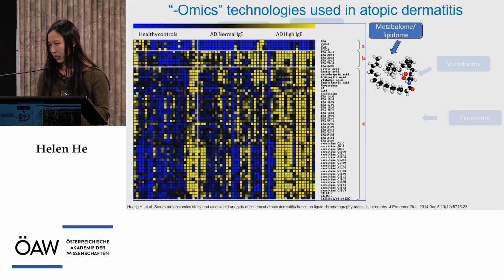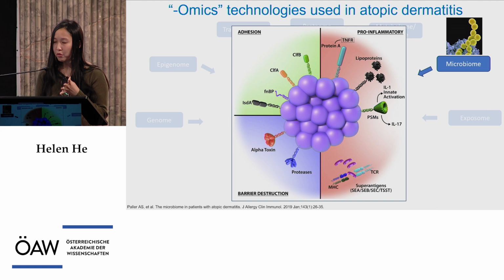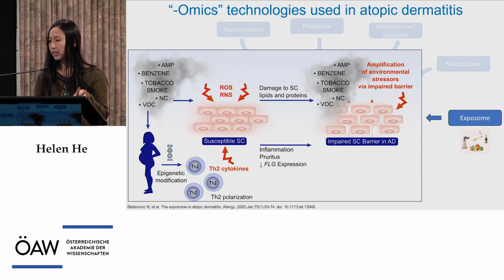Metabolomics and lipidomics constitute another omics level. Again, just highlighting an example where omics technology can be applied to understand AD endotypes, the authors saw that AD patients with increased IgE had higher expression of various metabolites: free fatty acids, carnitines, tryptophan, lactic acid, and more. The microbiome, we just heard a great talk about that, so I'll be very brief here, but the shift towards Staph aureus at the expense of diversity and beneficial commensals contributes to the barrier destruction and the pro-inflammatory response, likely in a very multifactorial way. Finally, the exposome should also be acknowledged, where environmental factors, including pollution and diet, both cumulatively throughout one's lifetime as well as prenatally, also contribute to the immune and barrier abnormalities of AD.